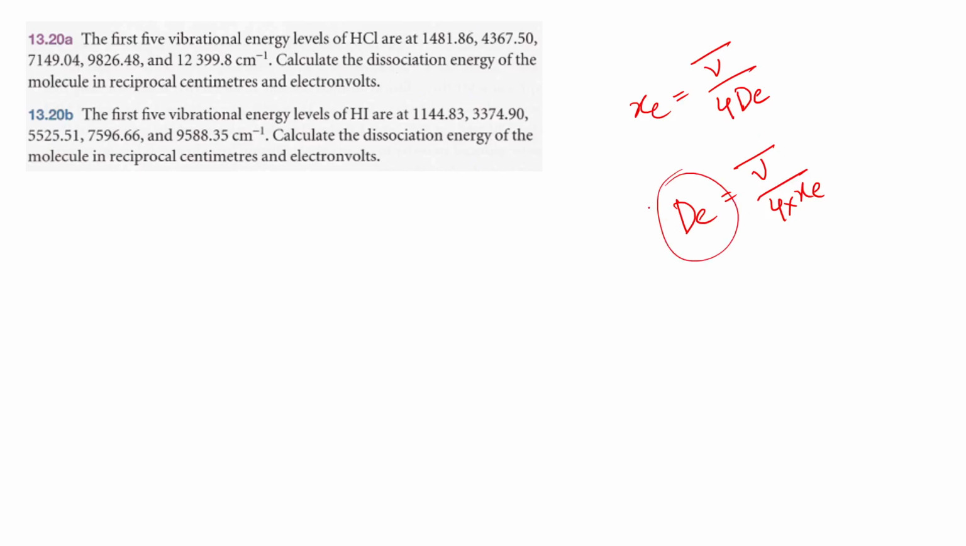So from there you are going to get the Xe value and obviously the nu bar. You will require both values, Xe and nu bar, because I think Xe is nu bar divided by 4 De, where De is the dissociation energy. So you will require nu bar and 4 into Xe. When you get the individual values, then you can calculate De. Does Xe, the anharmonicity constant, have any unit?